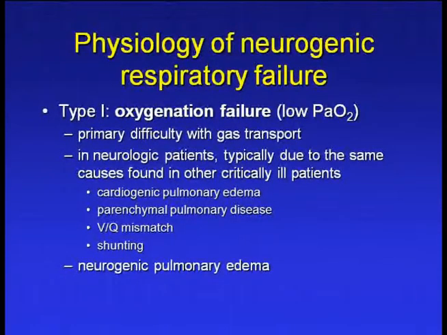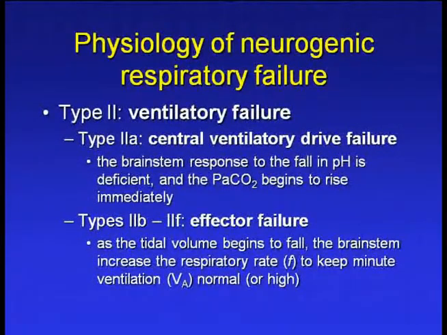This is a trouble with gas transport. In neurologic patients, this is typically the same things you see in other people. So they have neurologic disease, but they also have cardiogenic pulmonary edema, or they have some parenchymal pulmonary disease. They can have a VQ mismatch or shunting, but they could also have neurogenic pulmonary edema.